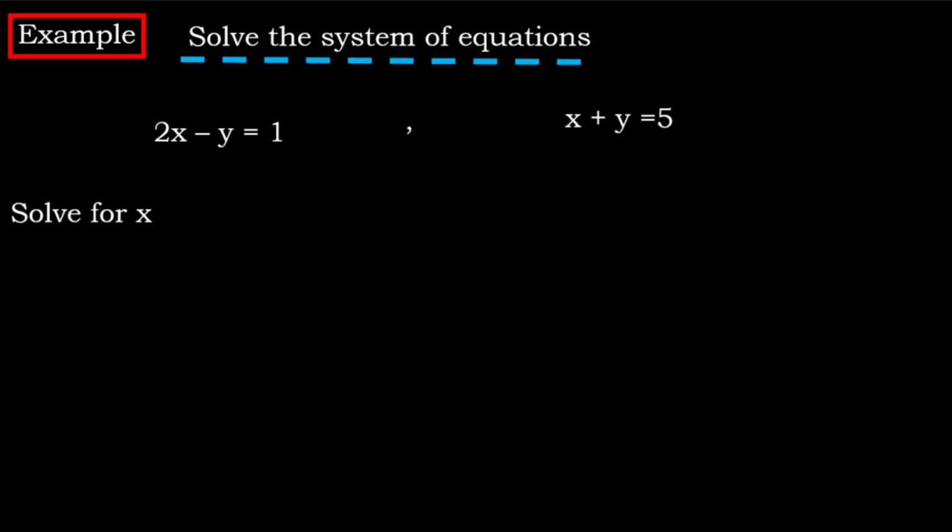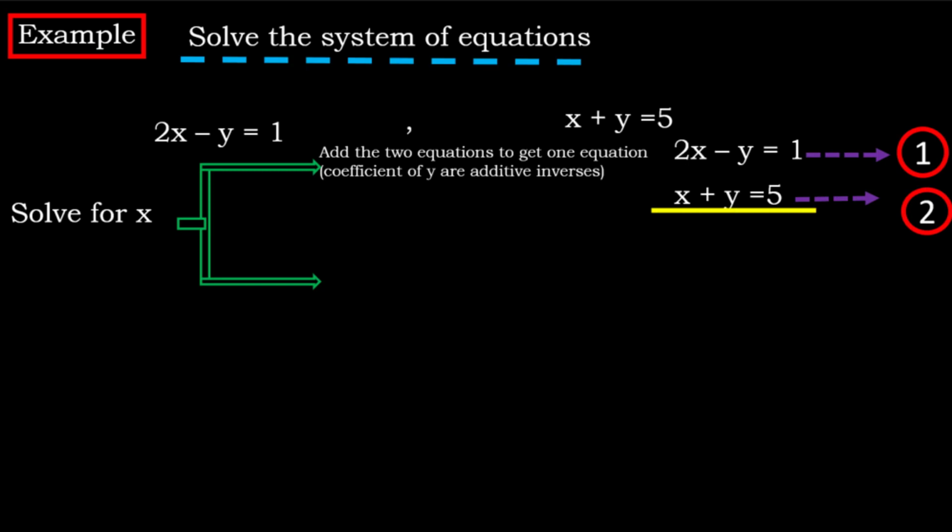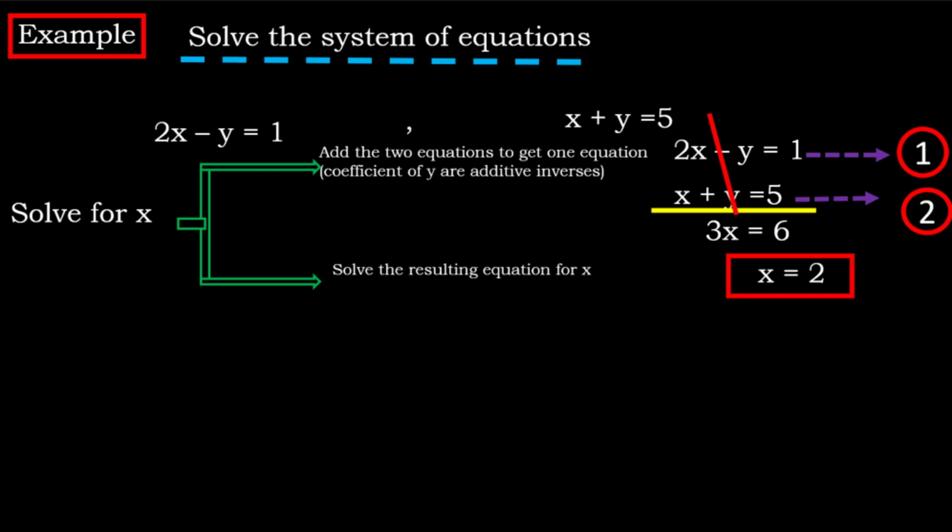So the first step, solve for x. Add the two equations to get one equation. Coefficients of y are additive inverses. Just write the two equations above each other. Now we can add the two equations. We will cancel the y variable, and 2x plus x will be 3x. 1 plus 5 equals 6. Dividing both sides by 3 to solve the resulting equation for x, we get x equals 2.